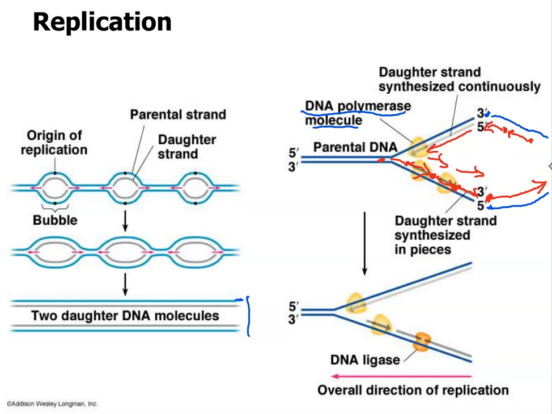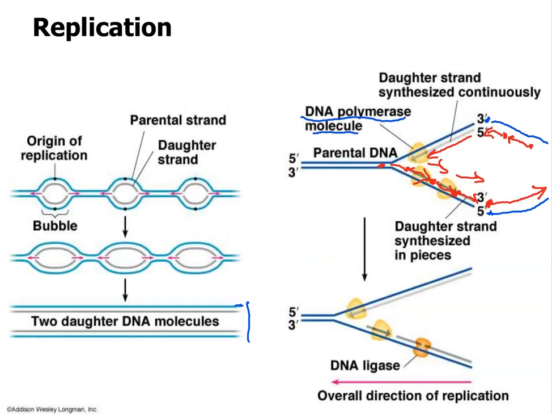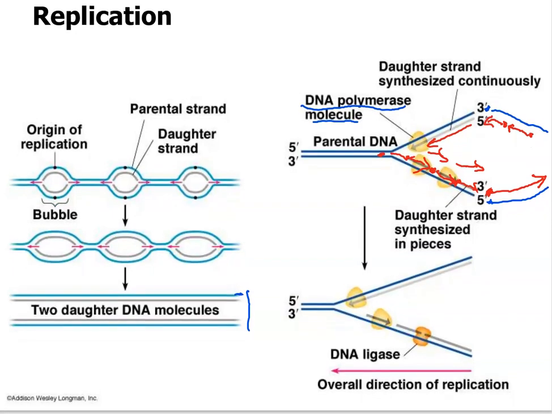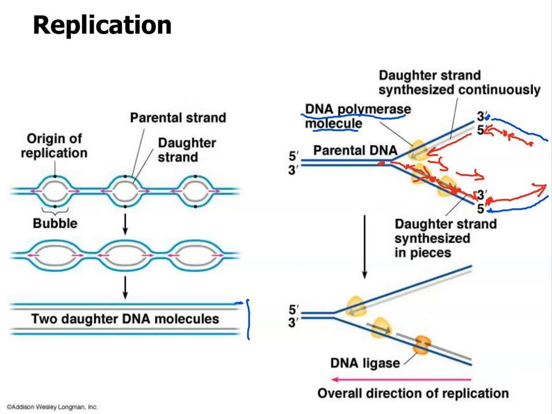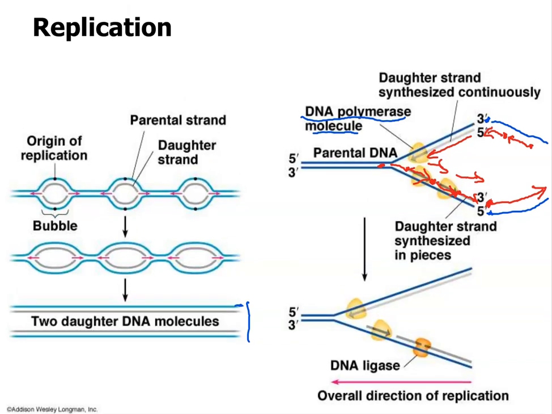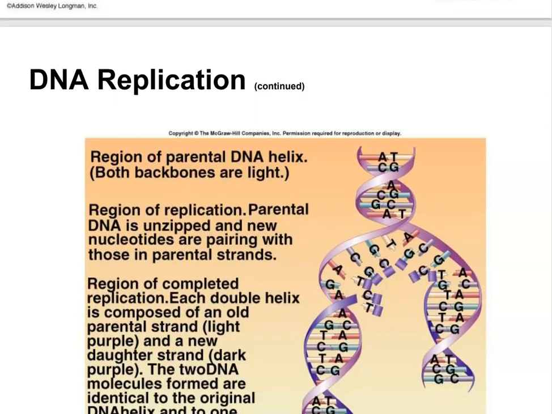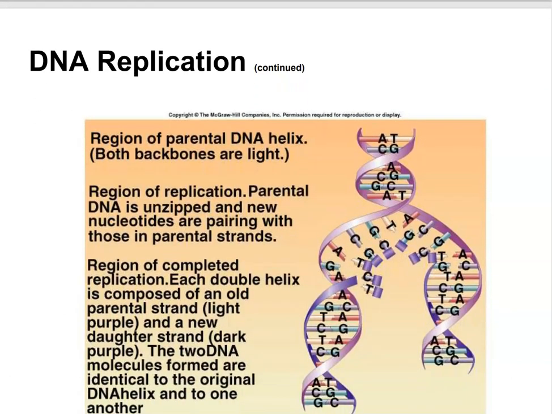Anyway, that's all you need to know about replication. So again, the purpose of replication is to copy the entire genome of an organism in preparation for cell division. Once the DNA has been copied, and we have two complete sets of chromosomes, then we can do cell division. Okay, so basically we're synthesizing the second sister chromatid to each chromosome, and then we're ready for cell division.